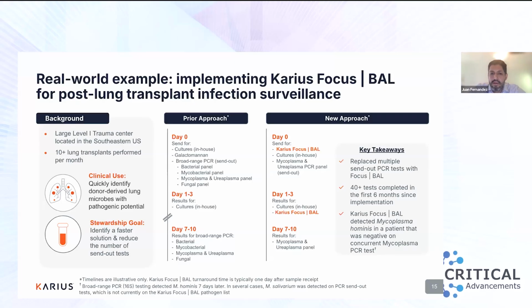We're very careful about isolating cultures and sending galactomannan. At that point we thought it was a good way to detect other pathogens that might not be easy to grow on BAL. So we relied a lot on broad range PCR send-outs, usually looking for mycobacteria that might take a long time to grow, in addition to mycoplasma that are really difficult to isolate in our pre-transplant patients.